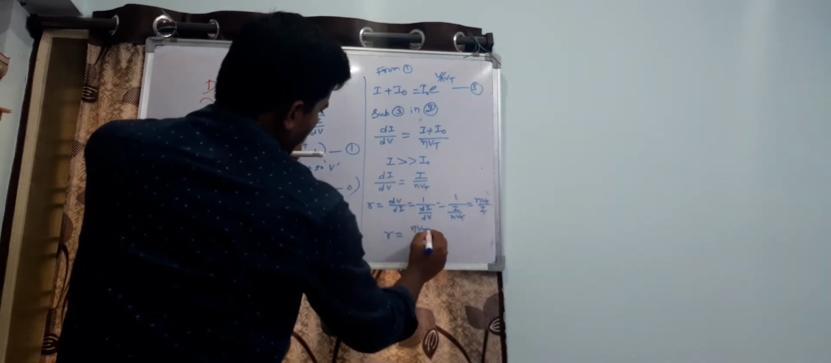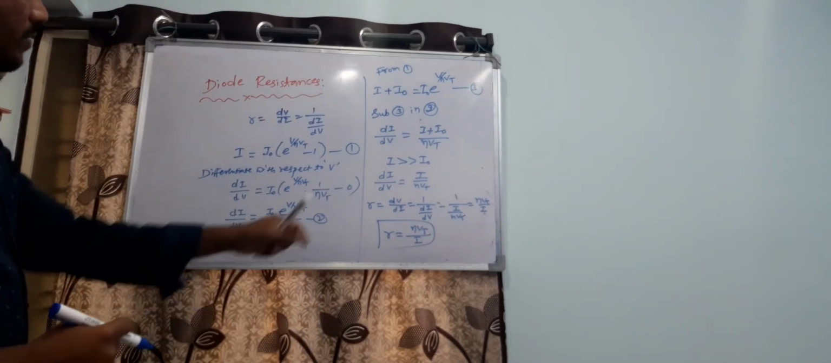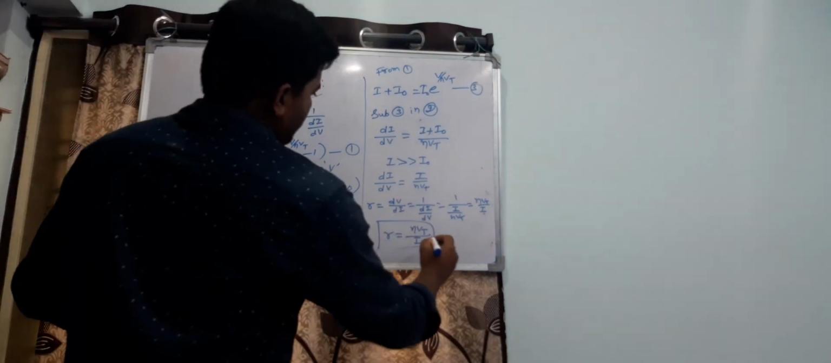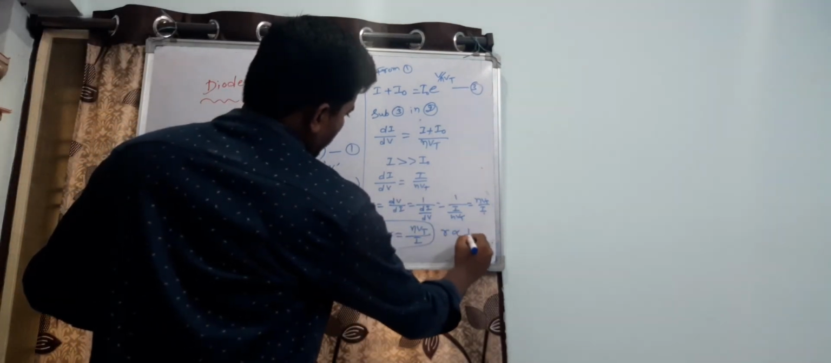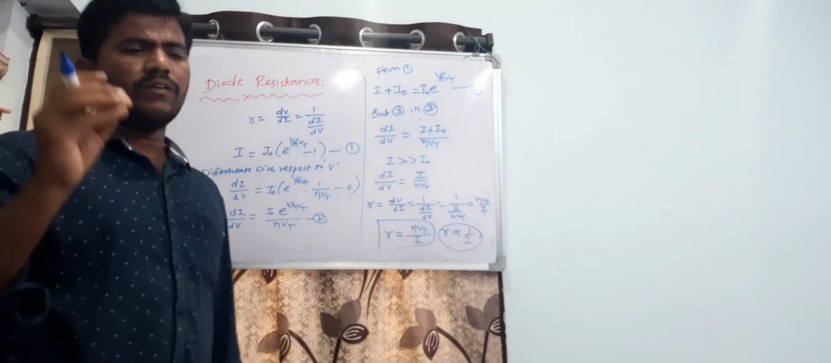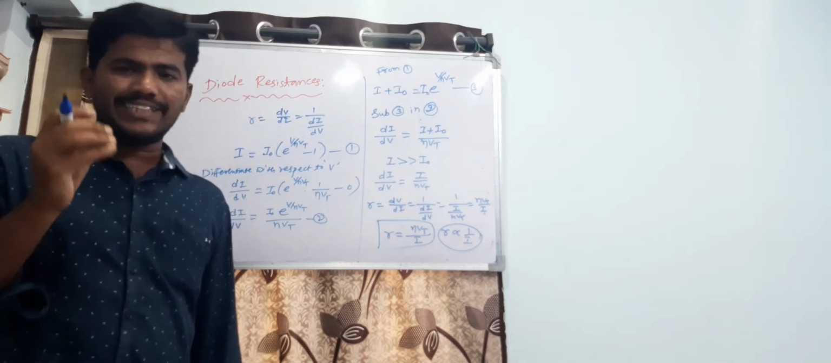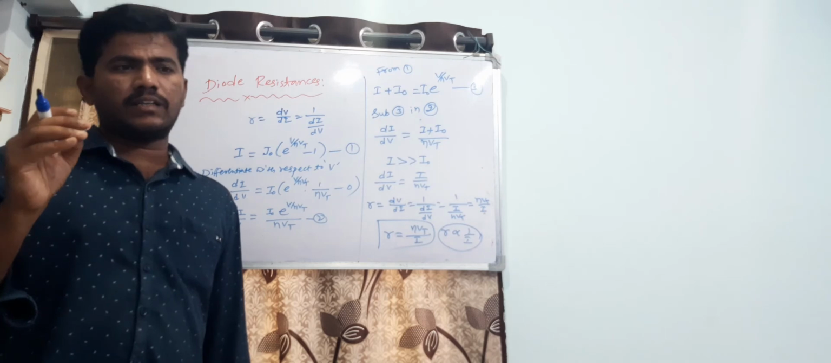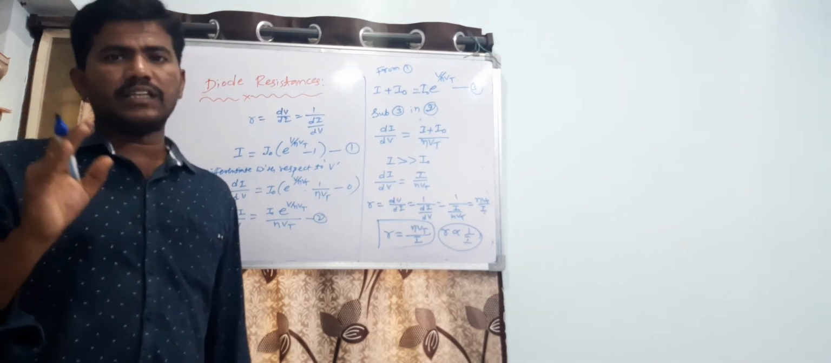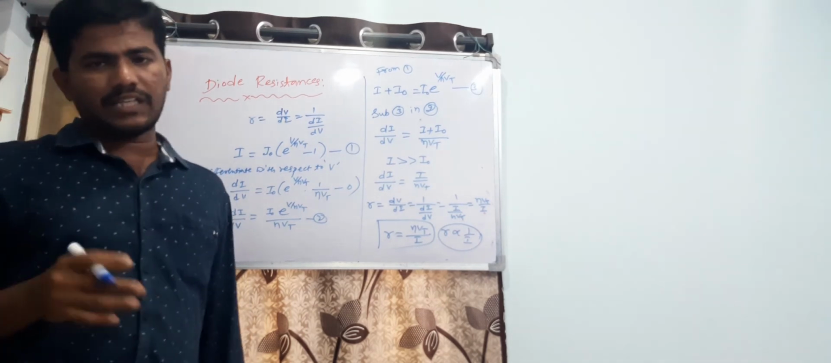This is the derivation for the dynamic resistance. So here what we can understand is that the dynamic resistance is inversely proportional to the forward current. You have to understand this. If anyone asks you what is meant by dynamic resistance: when the diode is connected with the AC source and is operating in the forward bias condition, then the resistance offered by the diode is said to be dynamic resistance.